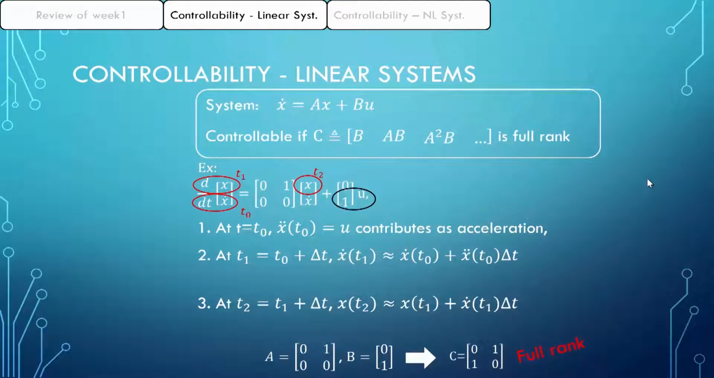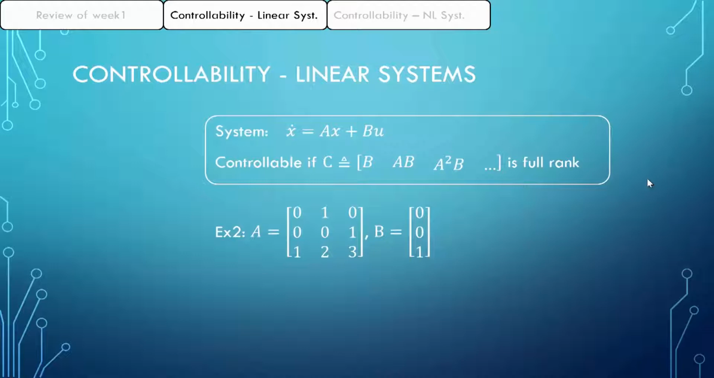But how about you have a three-dimensional system? Then you need to use B, AB, and A squared B. Right? You need one more time step to see if the second element can change the first element. Okay.